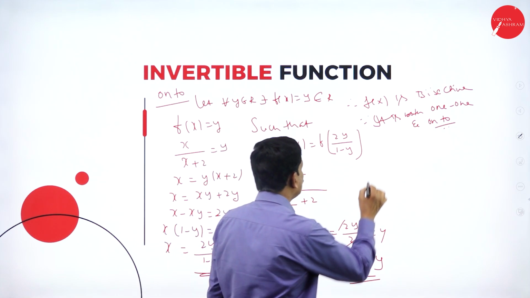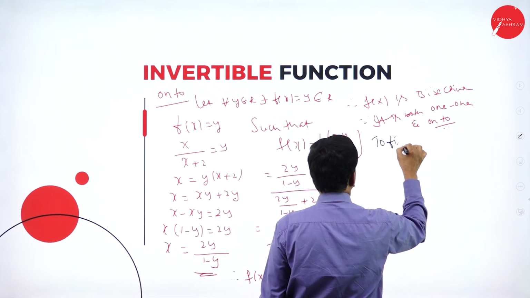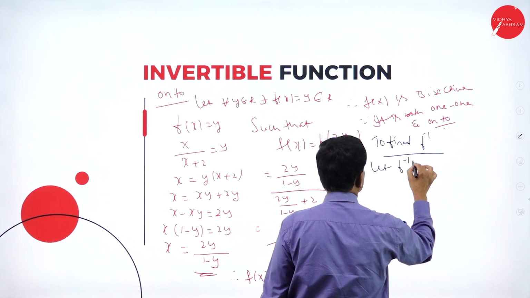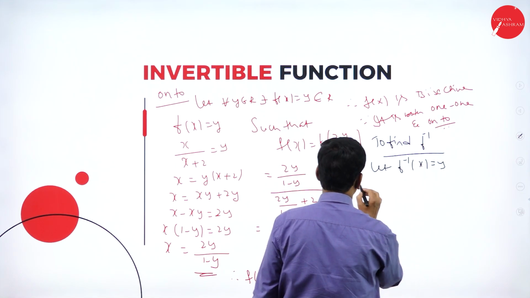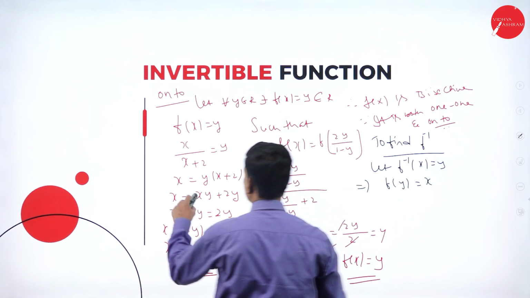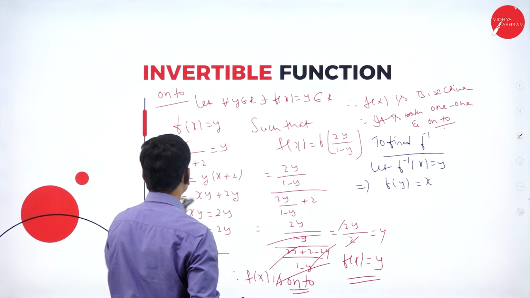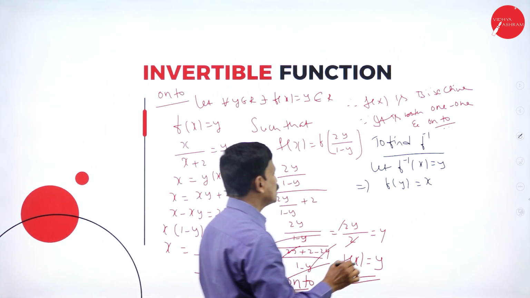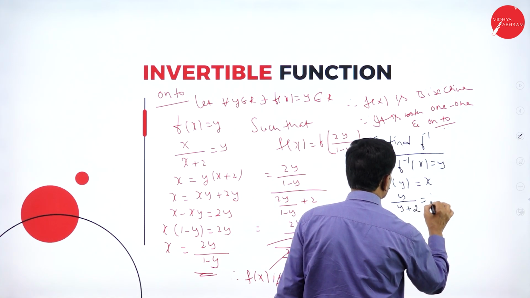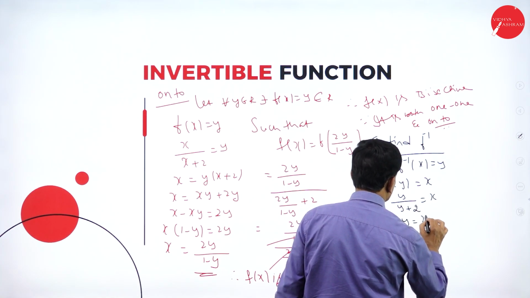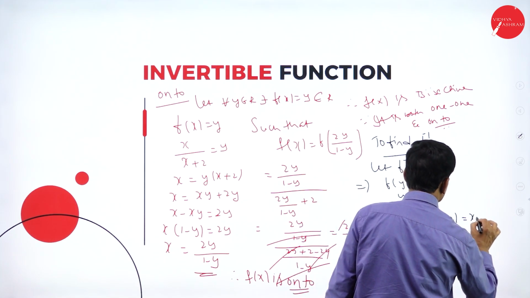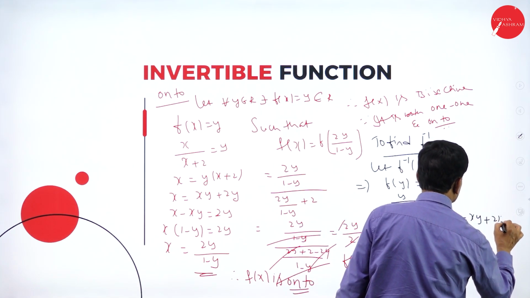To find f inverse, let f inverse of x is equal to y, which implies f(y) is equal to x. What is f(x)? f(x) is equal to x divided by x plus 2. Instead of x, it is y divided by y plus 2 is equal to x. Cross multiply, y is equal to x into (y plus 2). This is nothing but xy plus 2x.